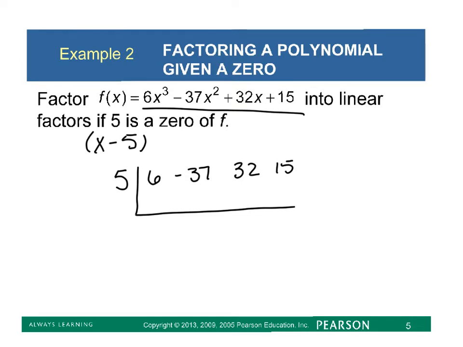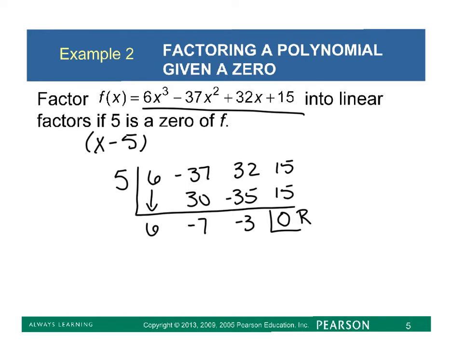Okay, now we're going to get 6, negative 7, negative 3, and then 15. See, we ended up with remainder 0. So if we are given that 5 is a 0 of our function, then we should know automatically our remainder is going to be 0. If our remainder isn't 0, we did something wrong in our division process.